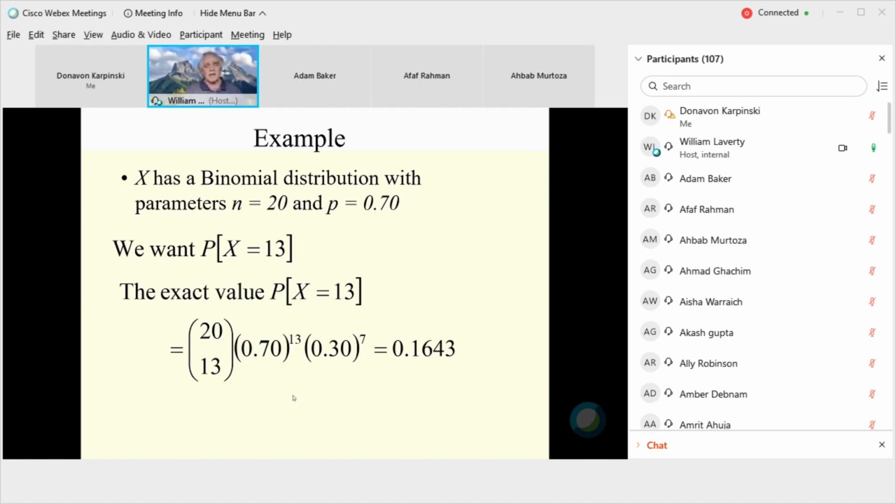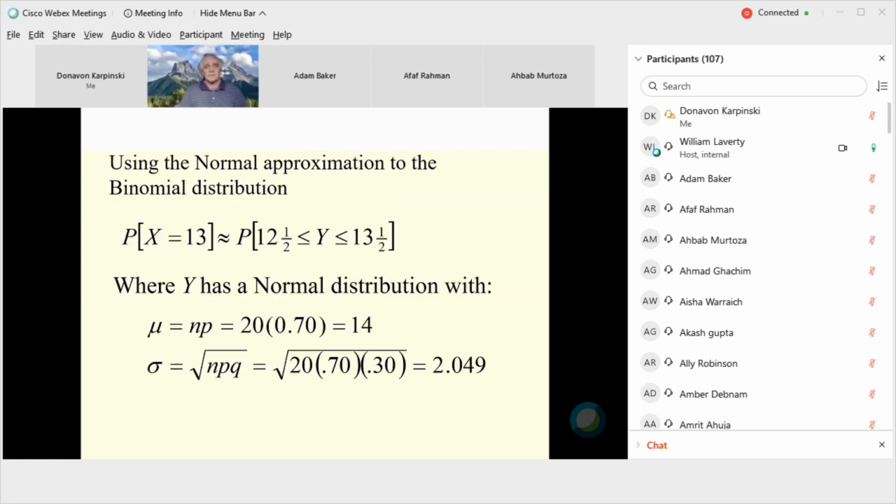This becomes complicated when n is large. Say if n was 2,000 and x was 130, this computation would be a lot more difficult. But this is why one uses the normal approximation.